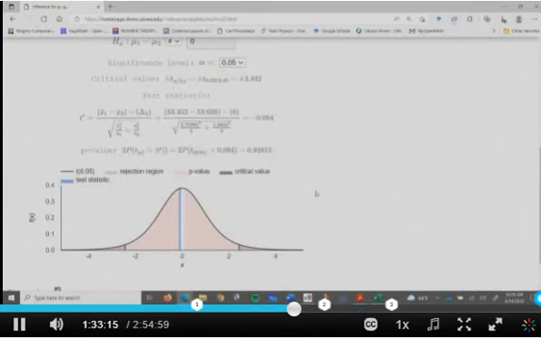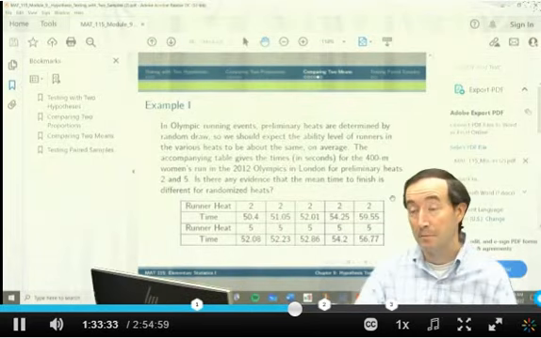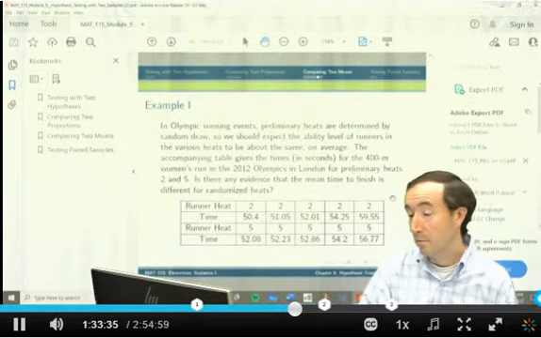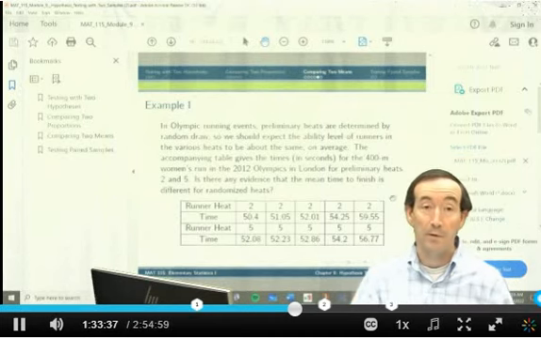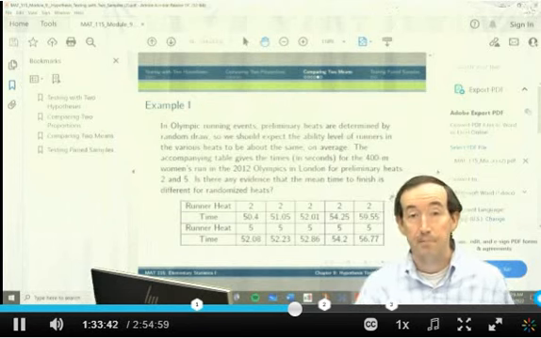Okay. All right. Questions about that? So there is not enough evidence that the mean time to finish is different for these 2 randomized heats, and that's good because that's the purpose of randomization. We really want the 2 groups to be representative samples. We want them to be equally distributed and equally likely to have the same averages.